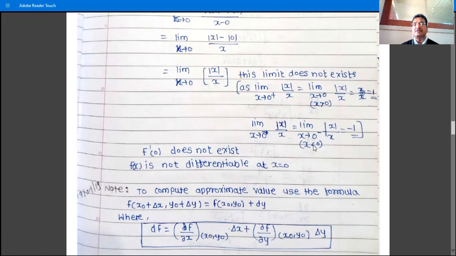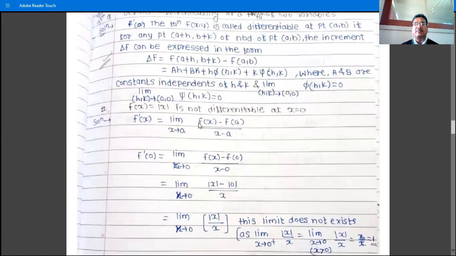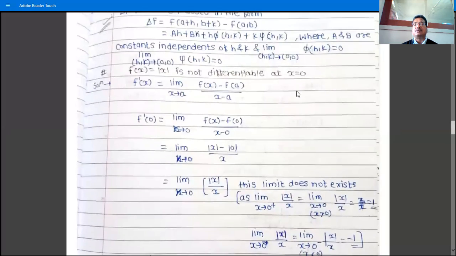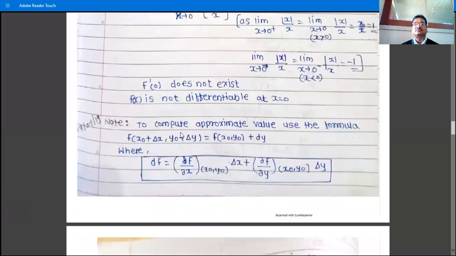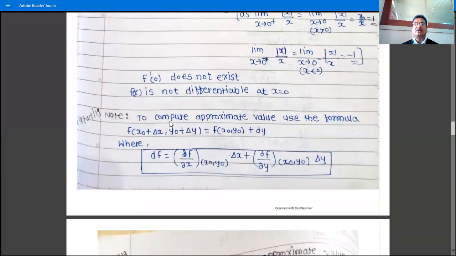And limit x tends to 0 minus means x is less than 0, and if x is less than 0 then mod x is minus x, so minus x by x is minus 1 and its limit is minus 1. So the right hand limit is plus 1, the left hand limit is minus 1, and so the limit does not exist, therefore the function is not differentiable. This mod x is not differentiable at 0. Okay, so this is the next note.